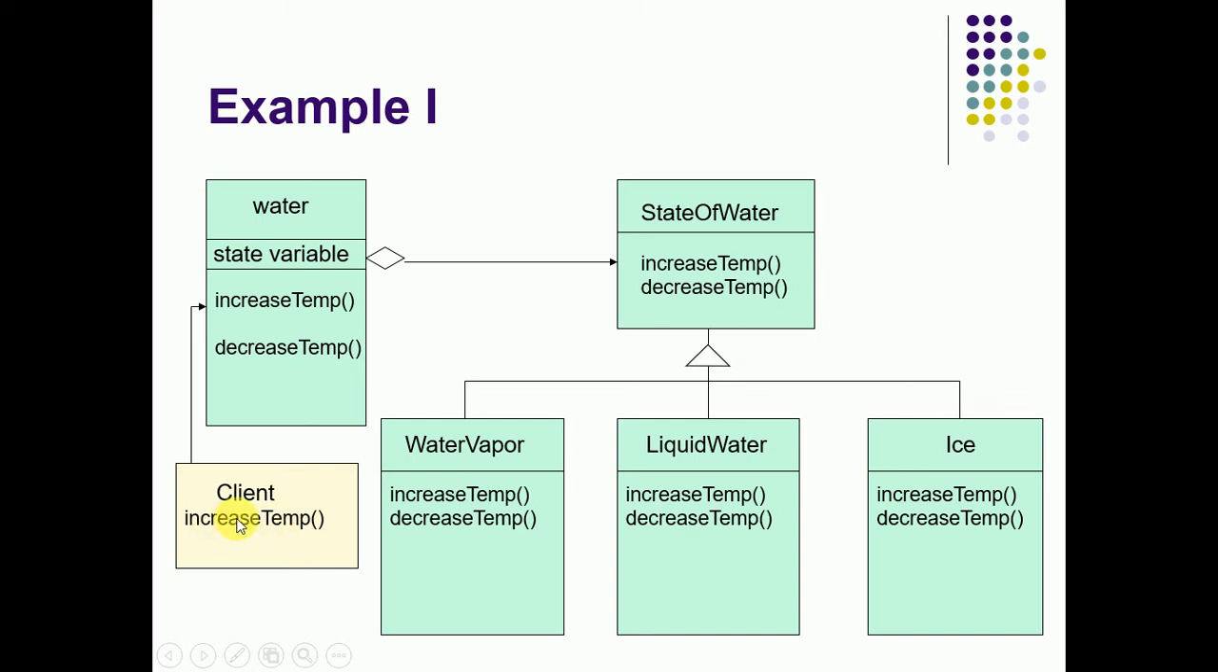So when the client invokes increase temperature, it checks the context of the method that the client invokes, and it sends this trigger towards the state of water. So increase temperature directly invokes the subclasses, which can be the water vapor, liquid water or ice. It depends upon the value that the increase temperature method has. So it has three parts: a context class, an abstract class, and three concrete classes.